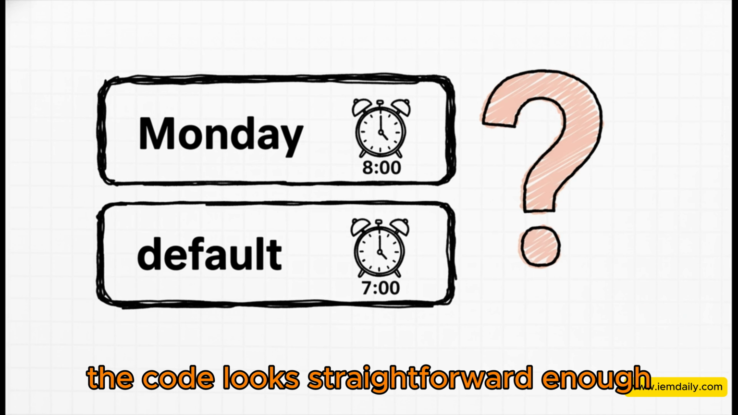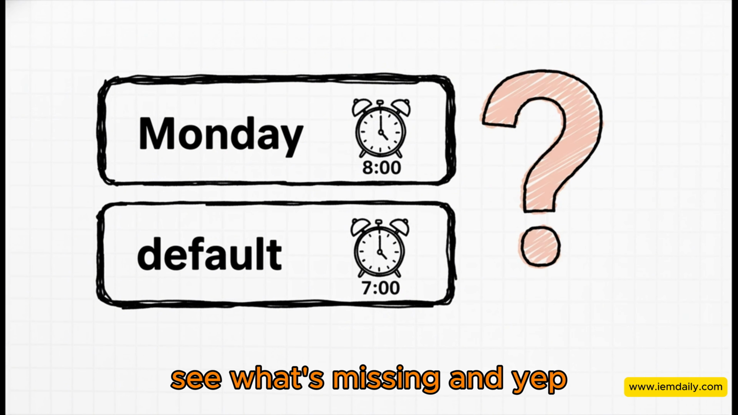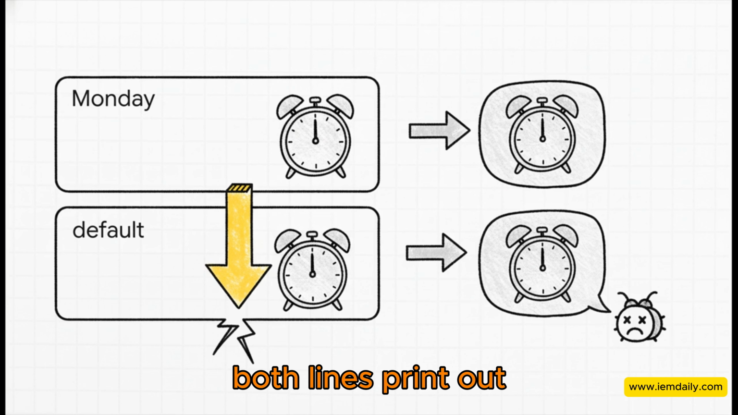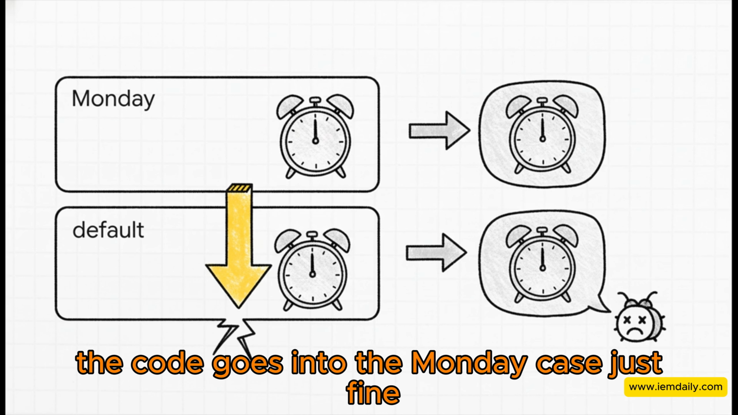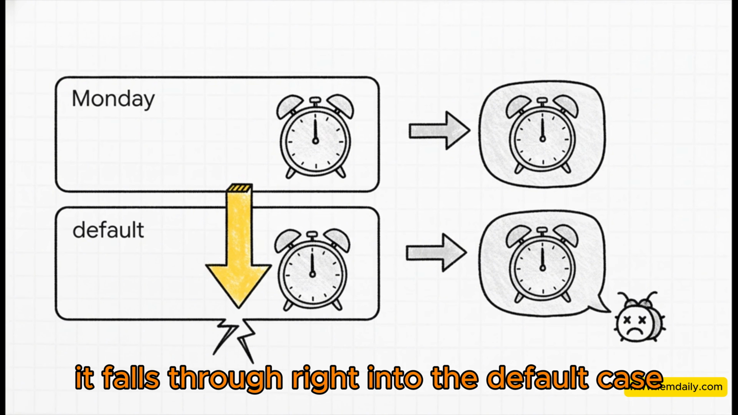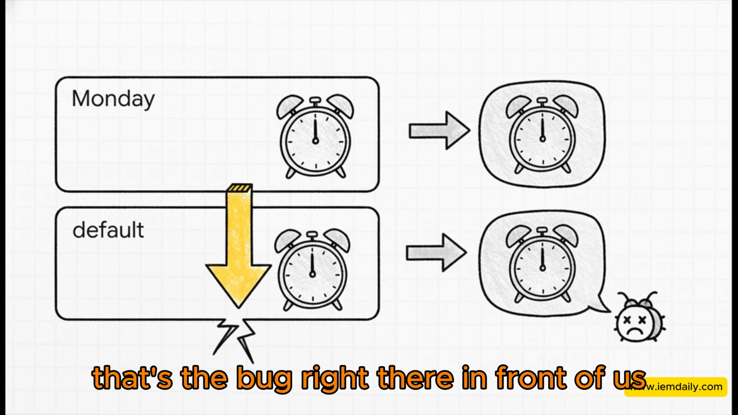The code looks straightforward enough, but take a close look at that Monday case. See what's missing? And yep, when you run it, this is what you get. Both lines print out. The code goes into the Monday case just fine, but with nothing to stop it, it just keeps going. It falls through right into the default case and runs that code too. That's the bug right there in front of us.